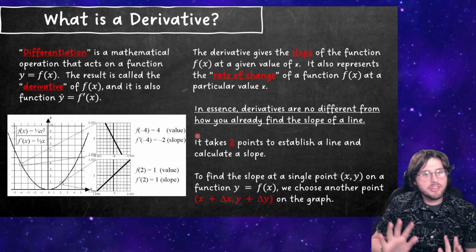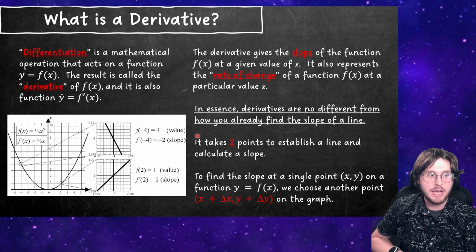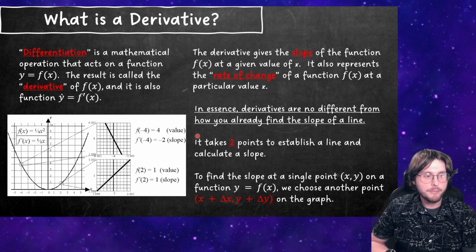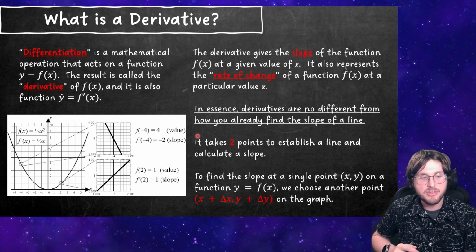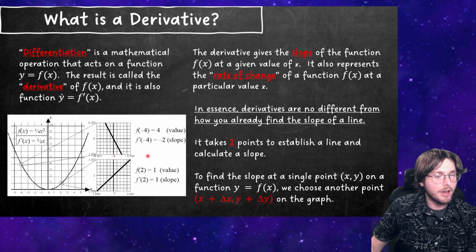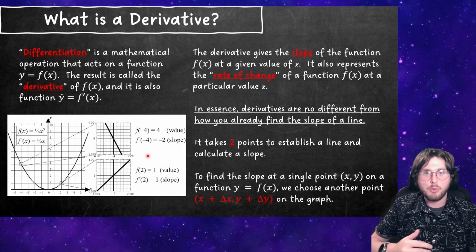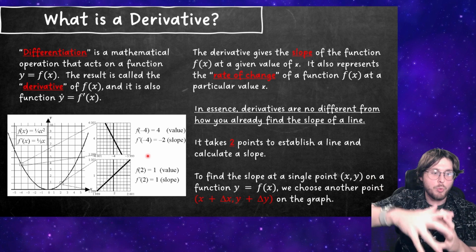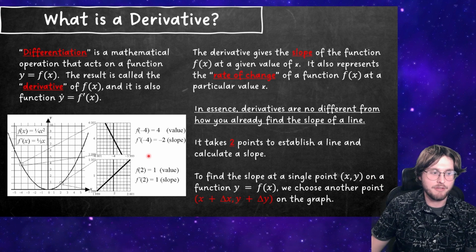So in essence, derivatives are no different from how you already find the slope of a line. With the slope formula, it takes 2 points to establish a line and calculate a slope. And generally, the way that we're going to be thinking about it going forward is that to find the slope at a single point, x, y, on a function y equals f of x, like we have over here, we choose another point that's just slightly ahead by some interval, and we'll refer to that as the coordinates x plus delta x and y plus delta y, respectively. So a position plus some displacement for each direction.